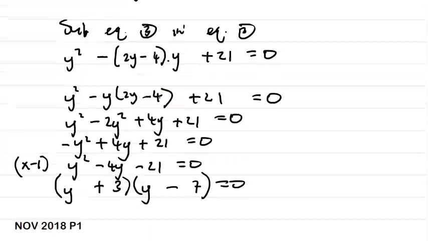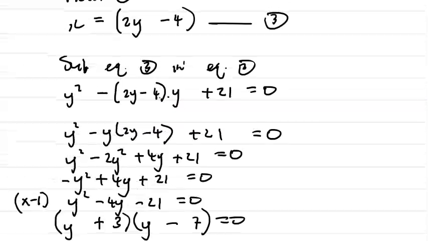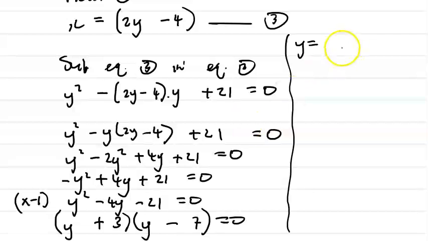So now let's solve for y. What's y going to equal now? At this stage, you can clearly see that y is going to equal minus 3, or y is going to equal positive 7. All I did was I took each factor and I equated it to 0. y equals minus 3, y equals positive 7.